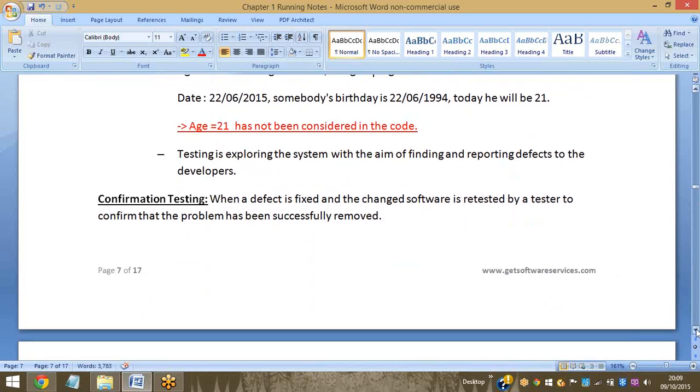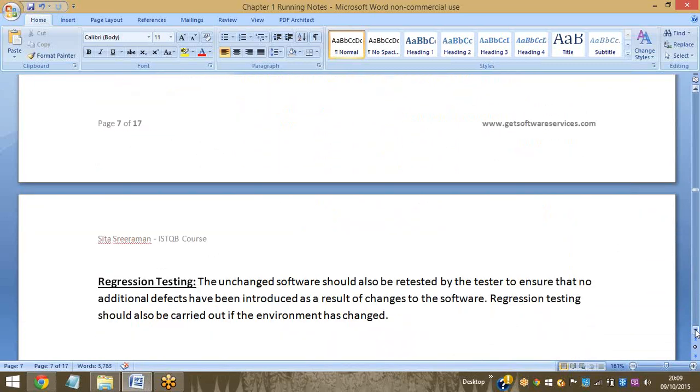Okay, so when a defect is fixed, there are two kinds of testing that we do, don't we? One testing is to make sure that the defect is actually fixed. The term for that kind of testing is confirmation testing. Confirmation testing is when a defect is fixed, we exactly repeat the steps for whatever defect has been fixed. We retest the defect and confirm whether it has been fixed or not fixed. It's called confirmation testing.